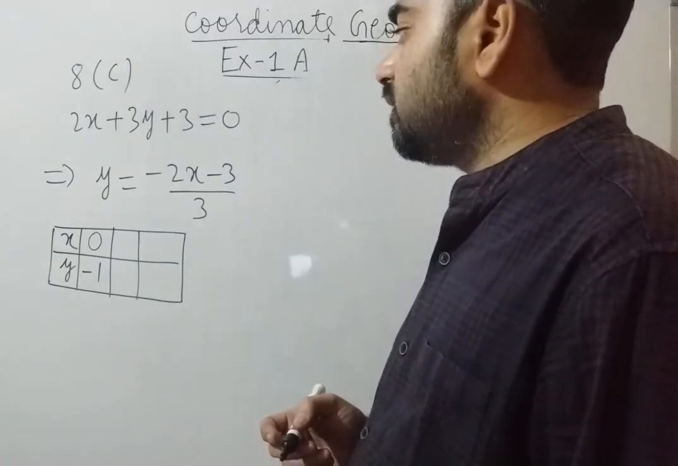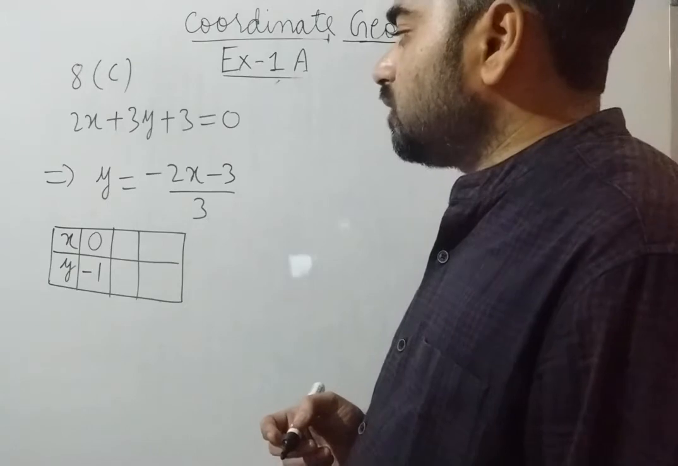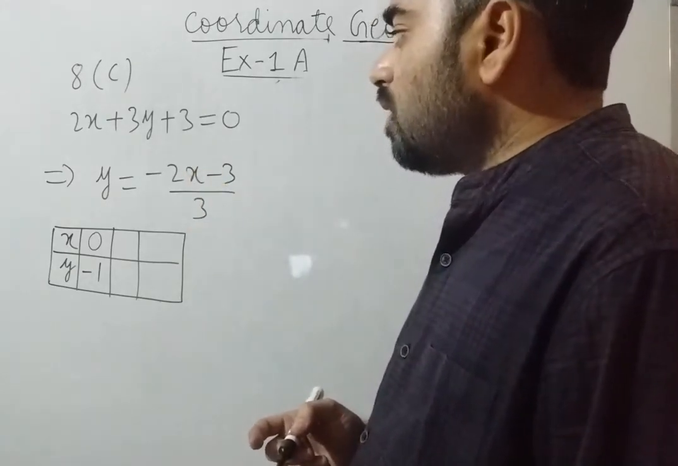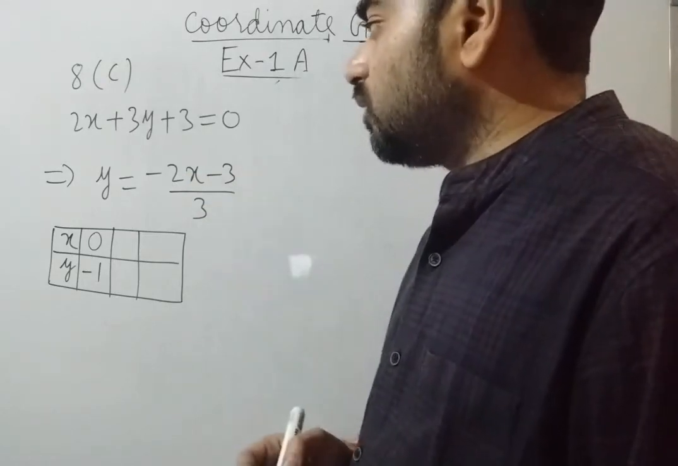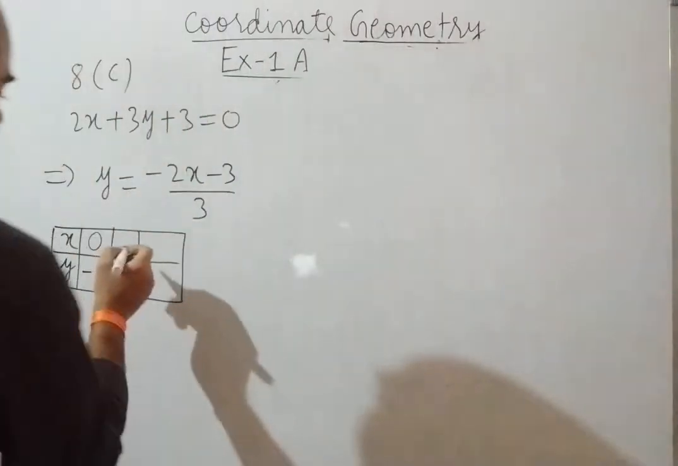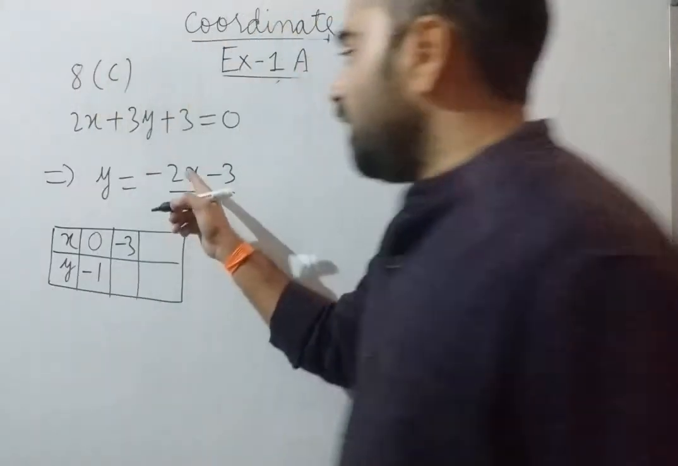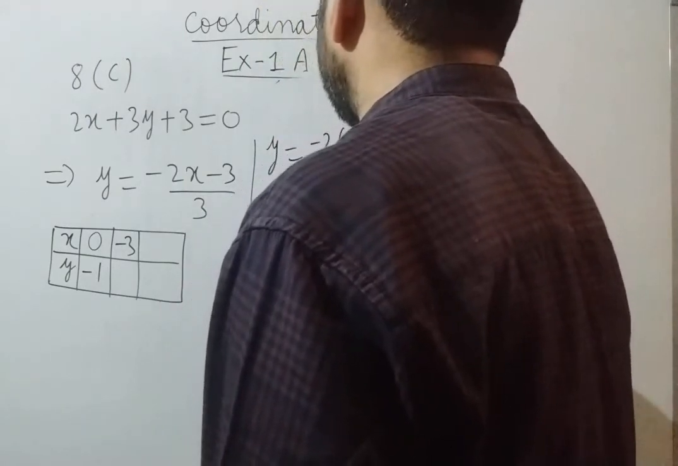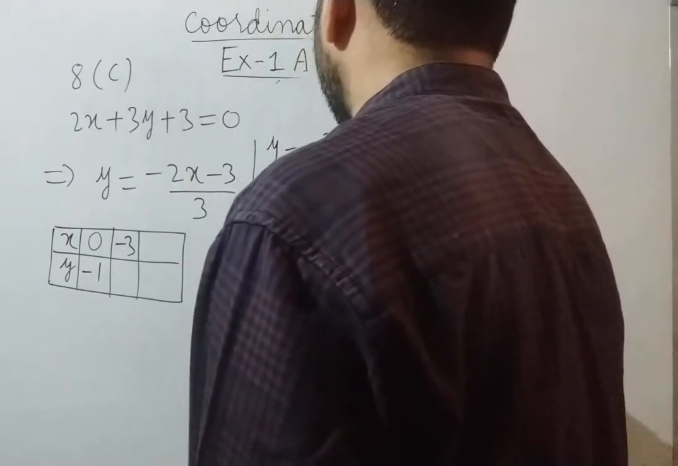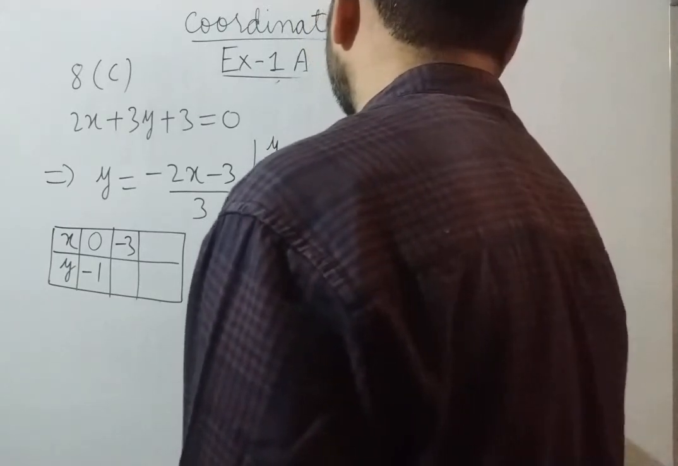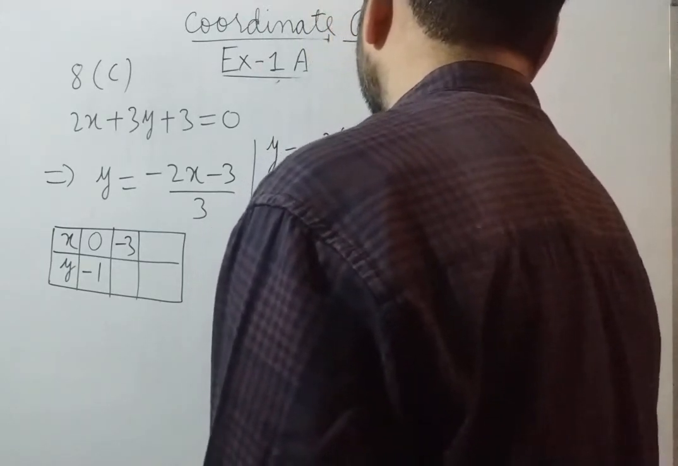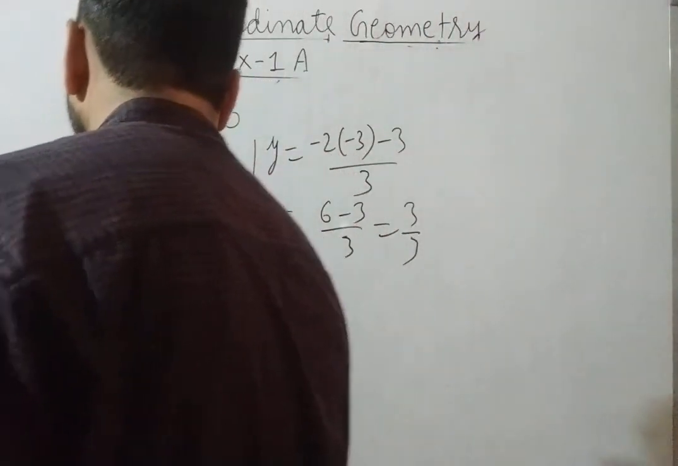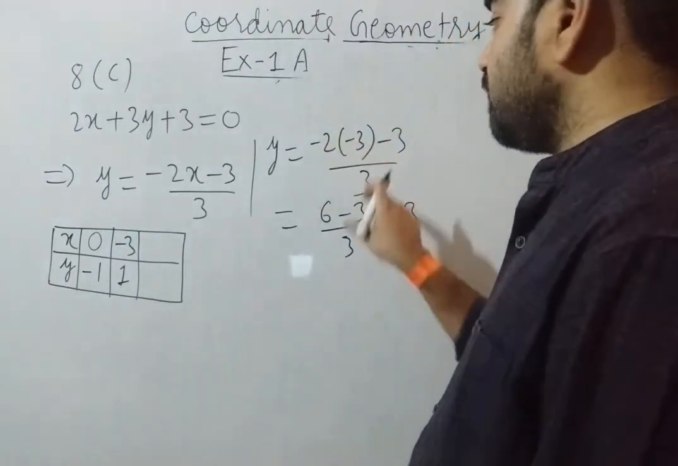And now next, we can take x is equal to 3 or x is equal to minus 3. So take x is equal to minus 3. If x is minus 3, what will come? y equals minus 2 into minus 3, that will give plus 6, minus 3, upon 3. It means 1 will come. Clear? Minus 3 plus 6 minus 3, that is 1.